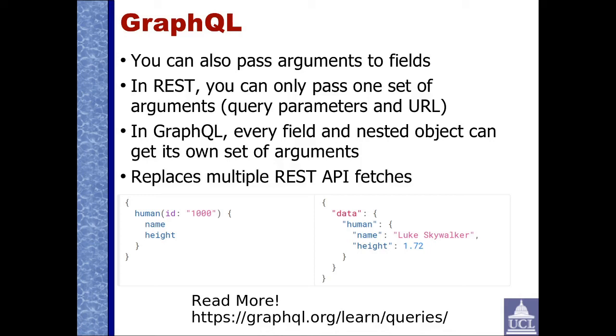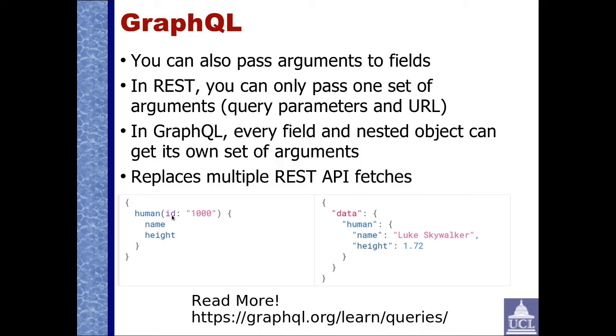In GraphQL, you can explore every parameter and argument across the whole tree of data. So every field and nested object can get its own set of arguments. And this then, of course, replaces having to make multiple REST API fetches.